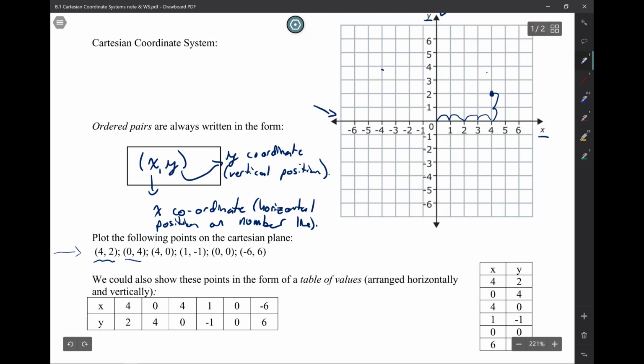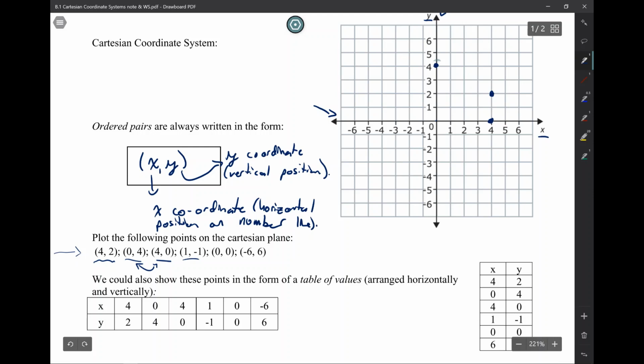If I'm plotting (0, 4), then I go 0 across from the origin. That means I stay here, and I go up 4 squares: 1, 2, 3, 4. If I have (4, 0), note these have the same numbers, but they're two different points because I always count the x first and then the y. So this time I'm going to go 1, 2, 3, 4 across, 0 up. There's my point here. And let's just erase my counting lines there.